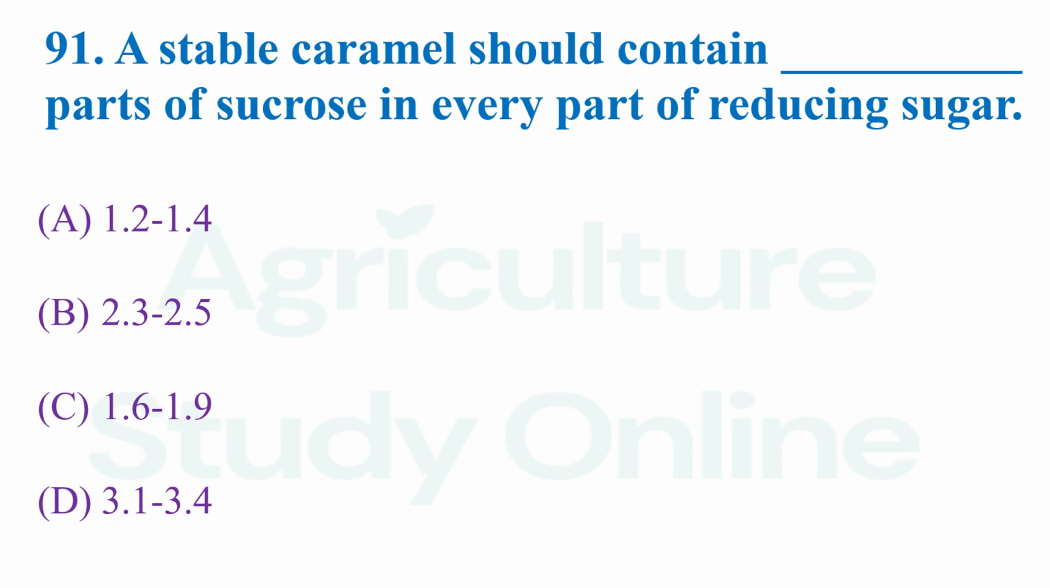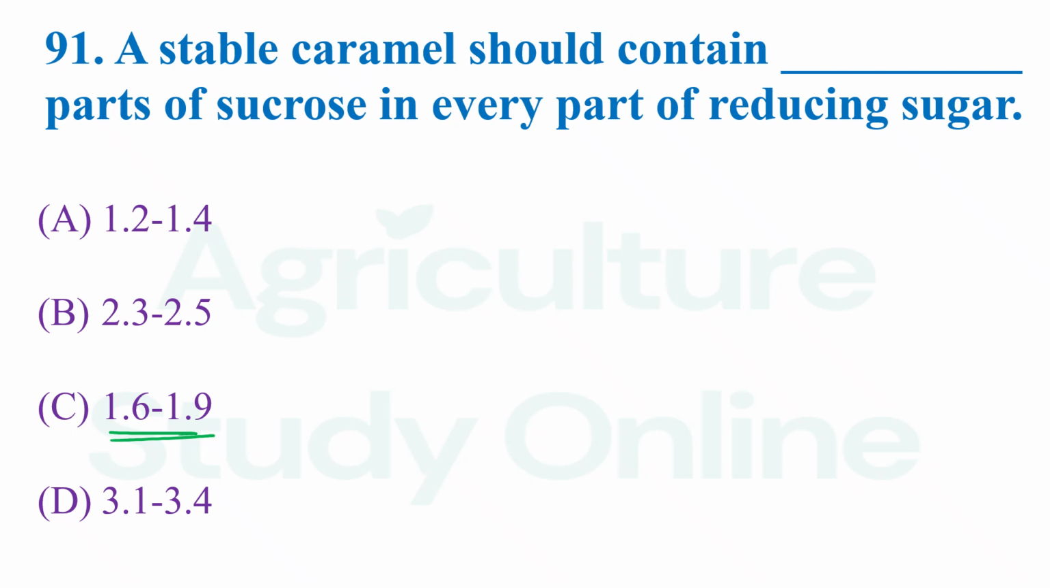Question number 91. A stable caramel should contain dash parts of sucrose in every part of the reducing sugar. So the balance between the sucrose and the reducing sugar is crucial. It should prevent crystallization, maintain a smooth texture, and ensure proper consistency. So the ideal ratio is 1.6 to 1.9 parts of sucrose per 1 part of reducing sugar. So this is the correct option, that is option number C.